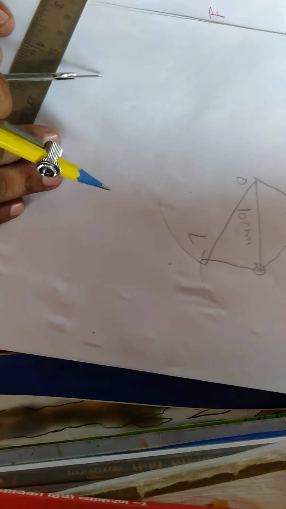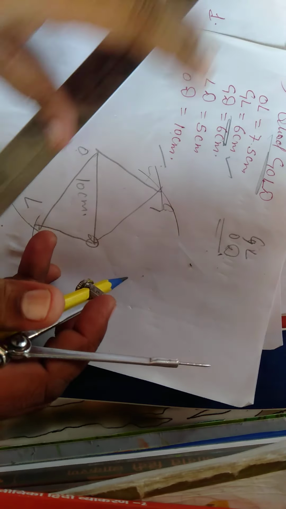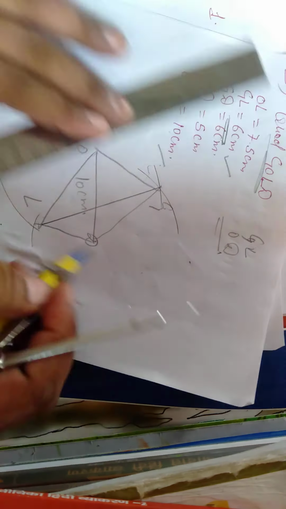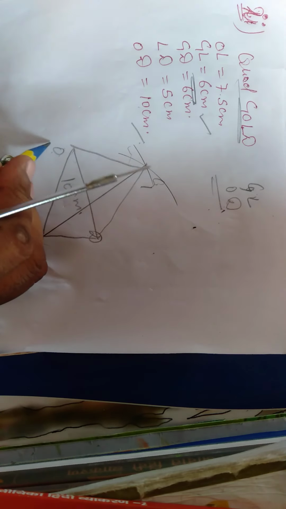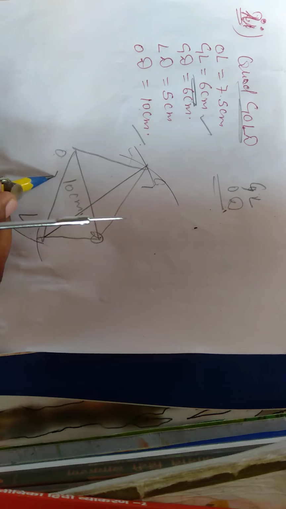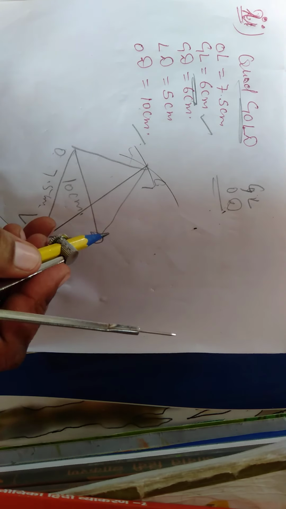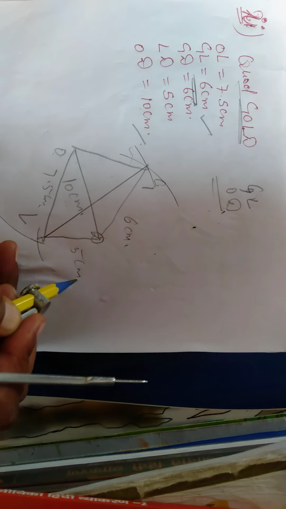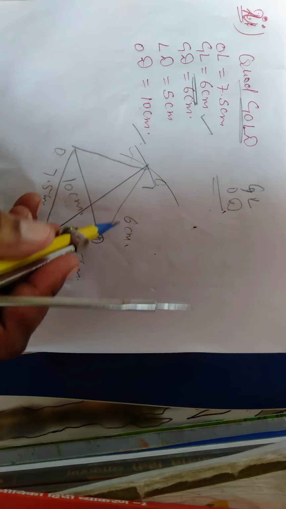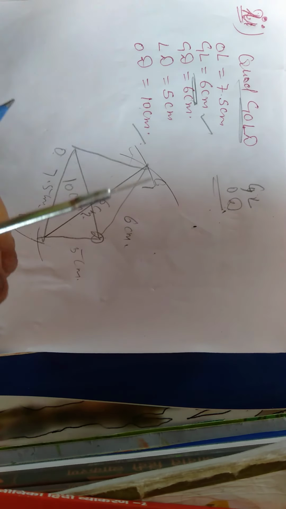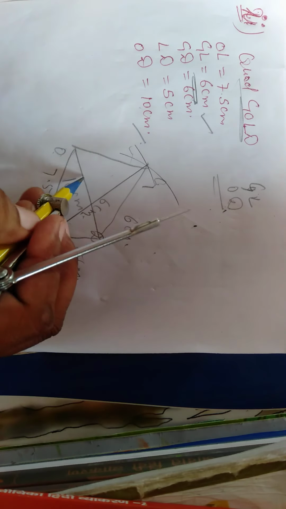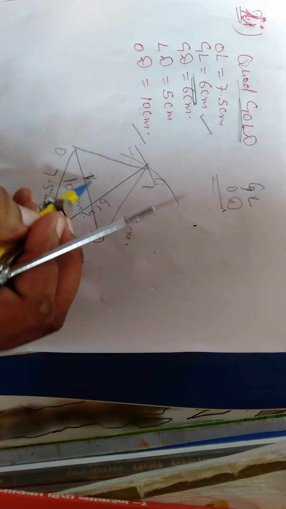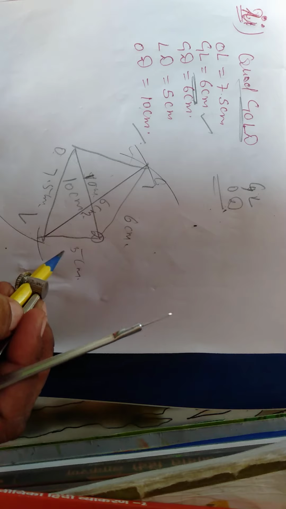Now come to the main construction. Okay, write down the lengths here. Here I'm writing the lengths now to make it easy for you. OL, this is 7.5 centimeter. We have given DG, this is 6 centimeter. We have given LD, this is 5 centimeter. We have given this LG, 6 centimeter, right? And now let us do the construction. OD is 10 centimeter. LD is 5 centimeter. Yes, I have written. So now let us start.